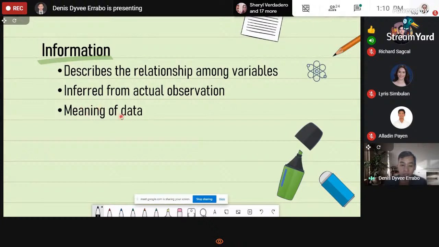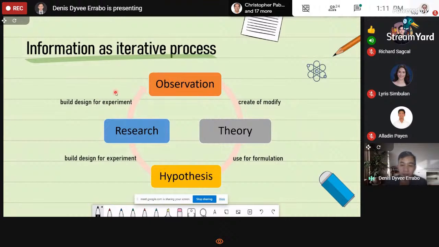Information is also what we mean by the meaning of the data. When we call out all the data and try to organize and synthesize the information from them, we can generate meaningful information that would illuminate the context of the research objective or the research problem. So information can be derived cyclically, iteratively, or linearly.